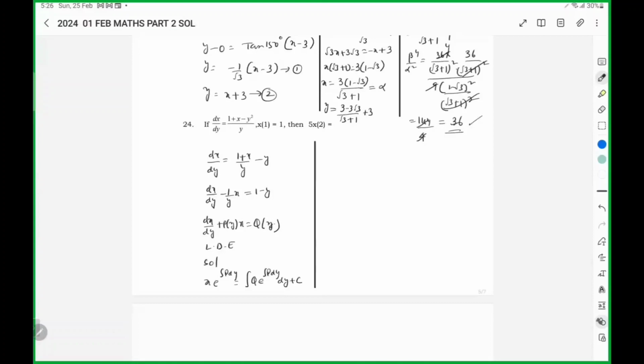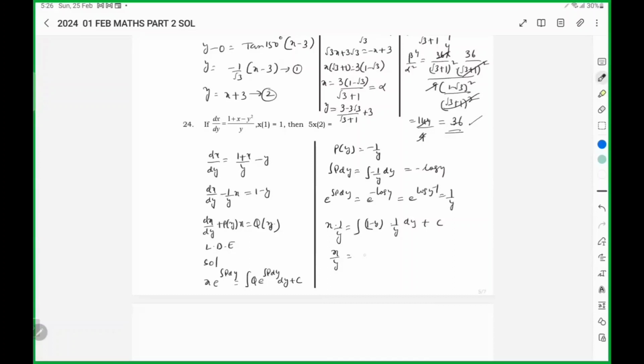Here p of y is minus 1 by y, integral minus 1 by y dy. E power integral p dy will be e power log y power minus 1. So x into 1 by y equals integral of q here, 1 by y dy plus c. X by y is log y minus y plus c.